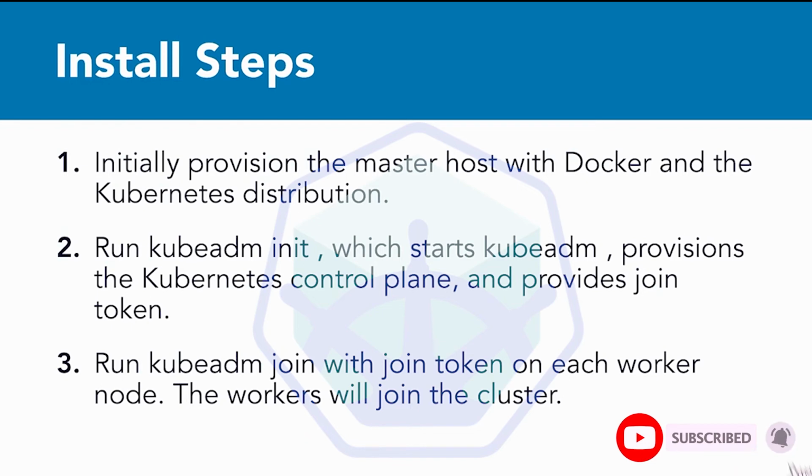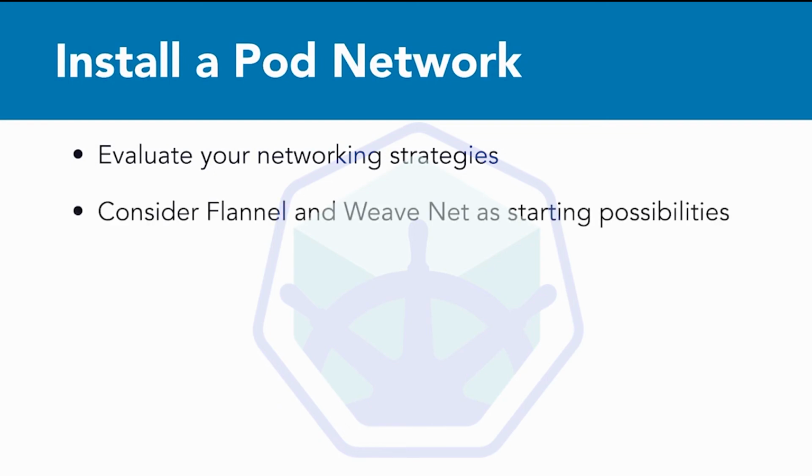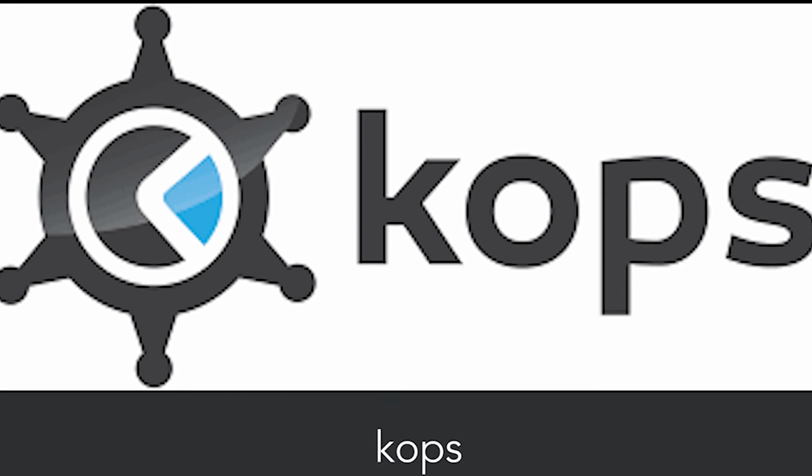Once the nodes have joined, you'll need to install a pod network for your pods to be able to communicate with each other. There are many different networking solutions that you can implement, which have different pros and cons depending on your infrastructure needs. However, Flannel and WeaveNet are a great place to start.